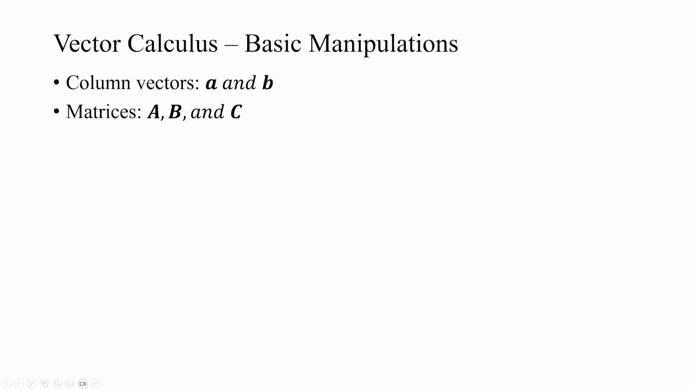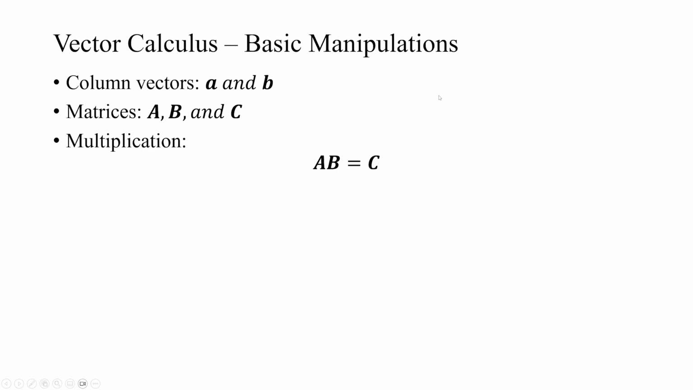So let's catch up on some basic manipulations of vector calculus as a warm-up. Suppose that we have two column vectors, A and B, and we have three matrices, A, B, and C. So the basic thing we need to mention is about multiplication.